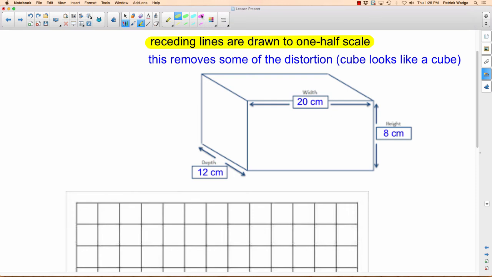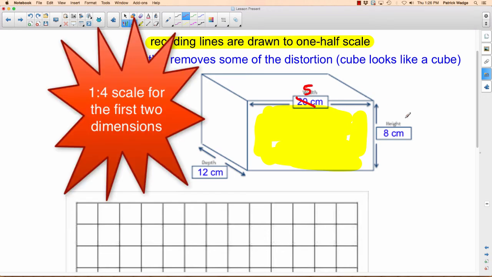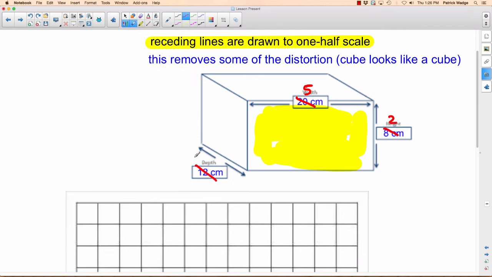Okay, so we're going to start with the front face again, just like we did before, right? We're going to start with this face right here. And let's do the scaling again. We don't want to draw this 20 centimeters across. It's too big. So remember we divided them all by 4, I believe. So 20 actually became 5. Our 8 divided by 4 is 2. And our 12 divided by 4 is 3.